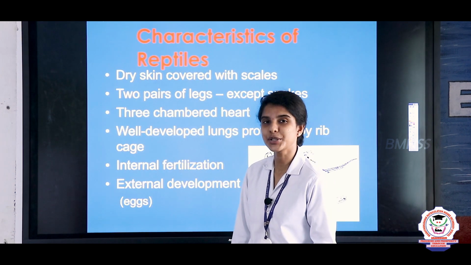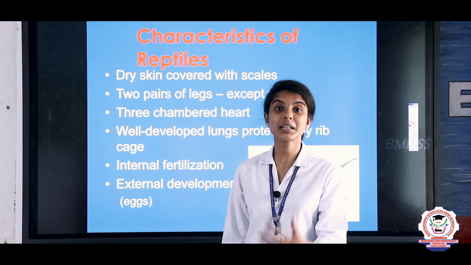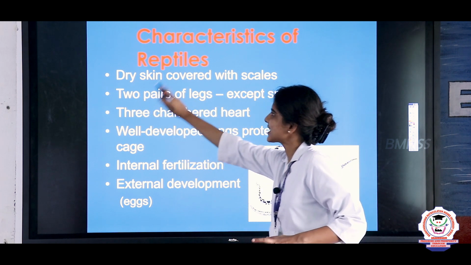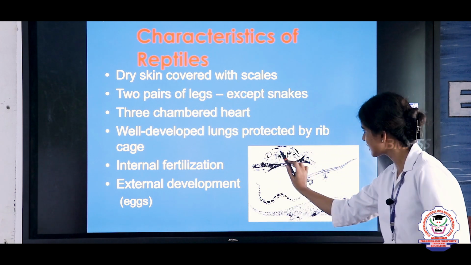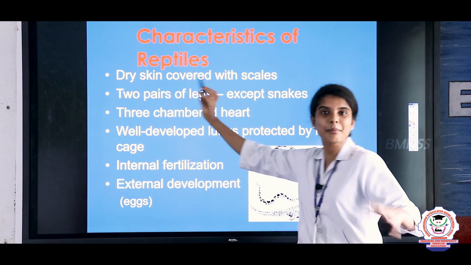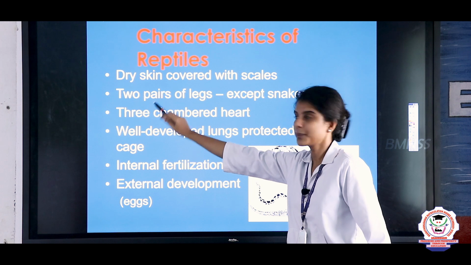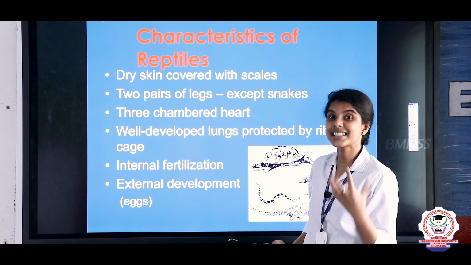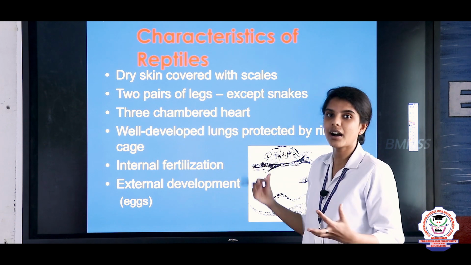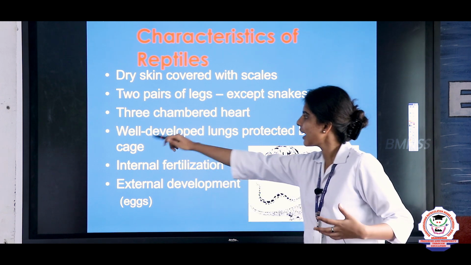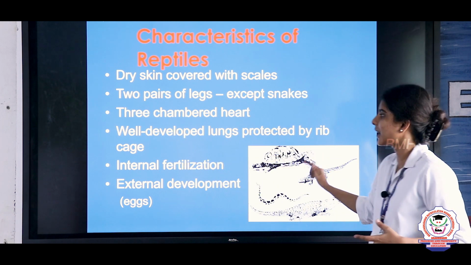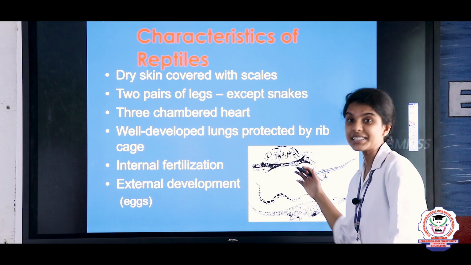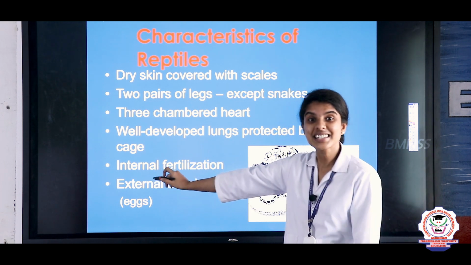So I told you the sea turtle is a kind of reptile. Now let us see the characteristics of reptiles. Yes, dry skin covered with scales. Scales means this is called scales. So it is mostly a dry-skinned creature. Two pairs of legs, except snakes. It has a three-chambered heart, and well-developed lungs protected by a rib cage. Usually mammals and vertebrates have a rib cage. Like that, the sea turtle also has a rib cage, and it does internal fertilization.